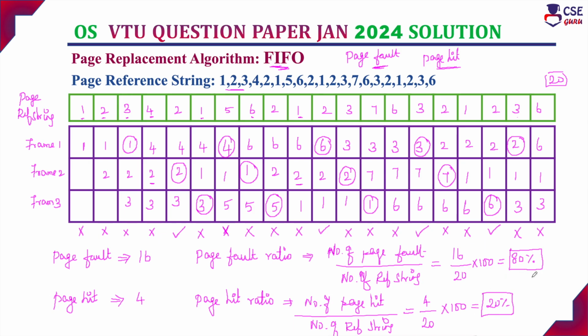So comparatively, the page fault ratio is very high. So obviously this is not an efficient algorithm, because the page fault ratio is very high here. So this is the logic of the FIFO page replacement algorithm for the given page reference string.